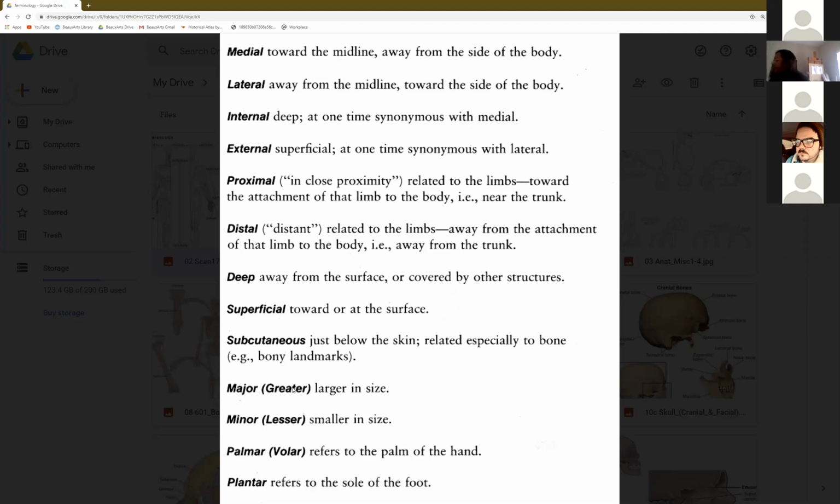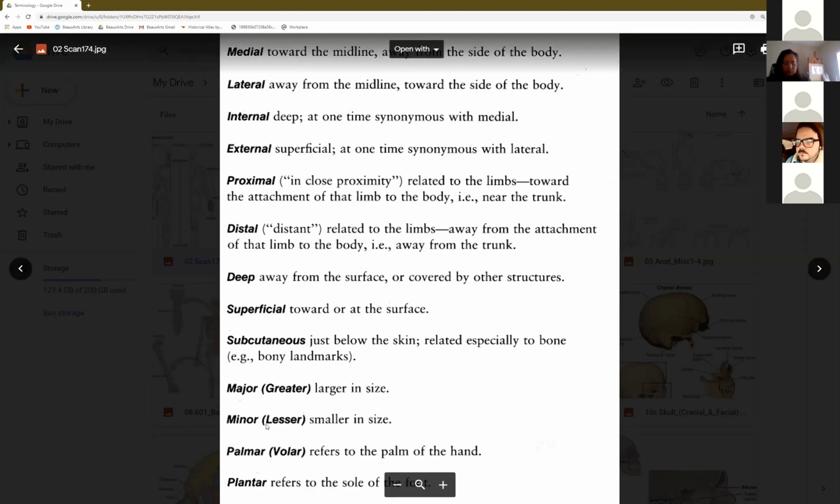So the greater and lesser adjectives are always helpful because things tend to be interrelated in the body, and you have parts that are versions of each other. And so often we use the terms major and minor to describe that. So almost always when there's something, there's a major something, there's a minor something.